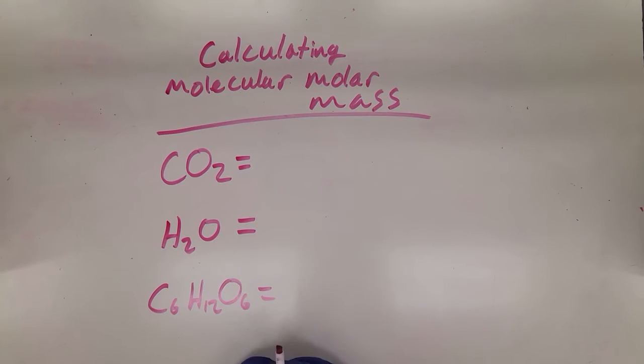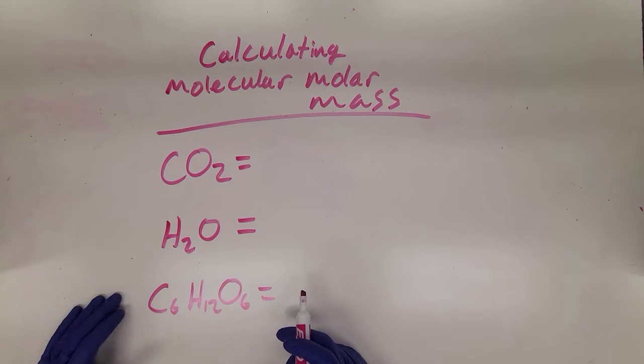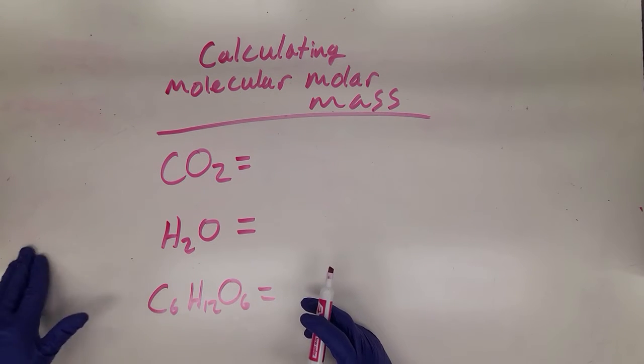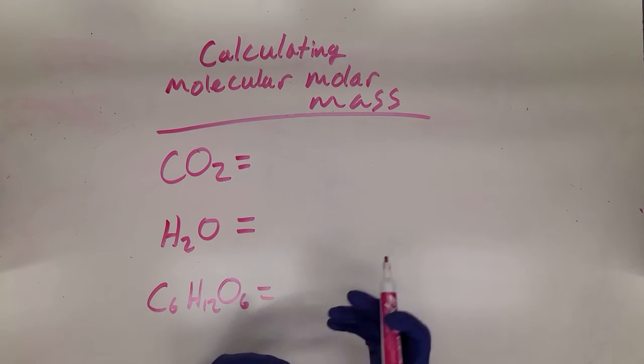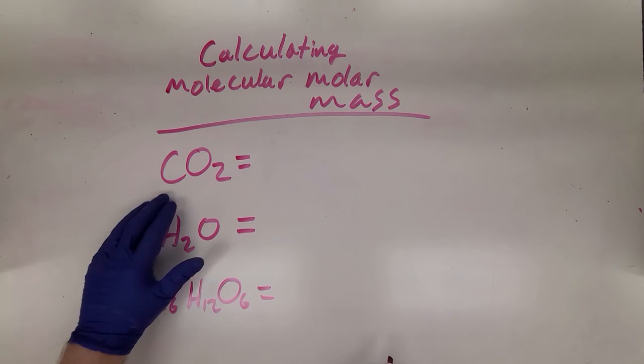Okay, to calculate the molecular molar mass of molecules and compounds such as CO2, H2O for water, and C6H12O6, which is glucose, all you do is just add up all of the atomic masses of all the atoms of the elements that make up that particular molecule. So the first thing we're going to do is take a look at CO2.